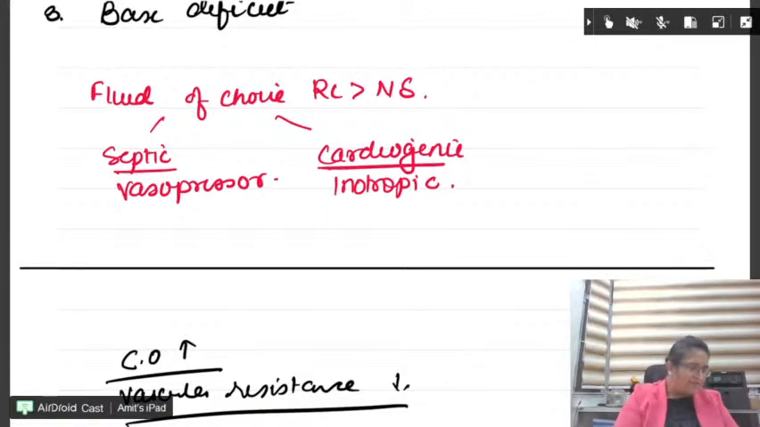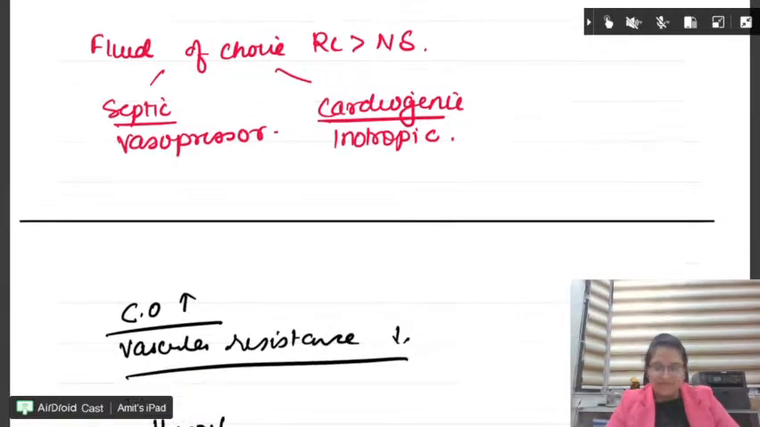Someone is asking what is base deficit. Beta, base deficit tells you about acid, how much more acid is present. When we do the acid base disturbances, you will know that base deficit tells us whether the acid is in excess or not, and how much more base has to be given to the person to neutralize that acid. So base deficit. Done? Done, everyone?